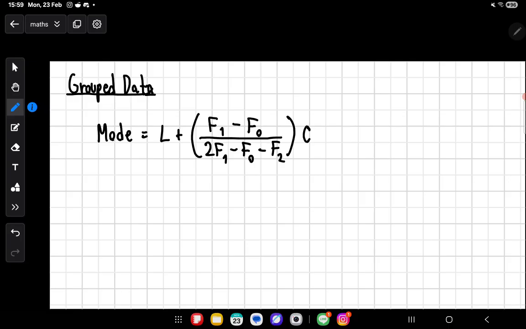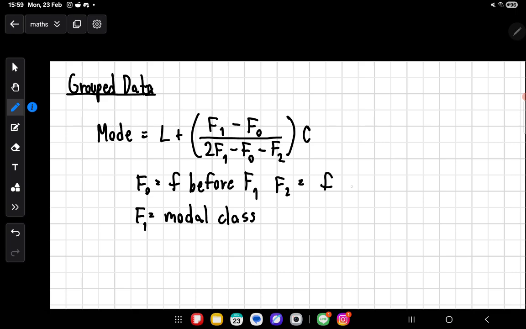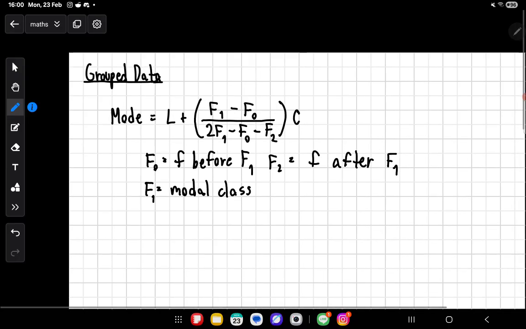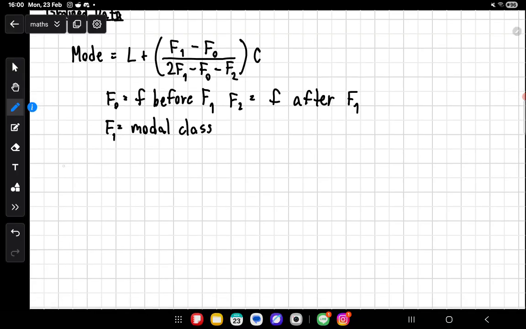Okay, you already know that C is class width and L is lower boundary. I'm going to elaborate on what F0, F1, and F2 are. First, F1 is the modal class. F0 is the class before F1. No, the frequency before F1. Sorry. So F2 is the frequency after F1. Okay. As usual, I'm not gonna remove this. Let's go. Example number 1.